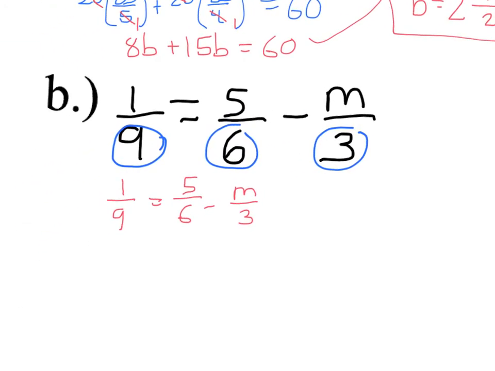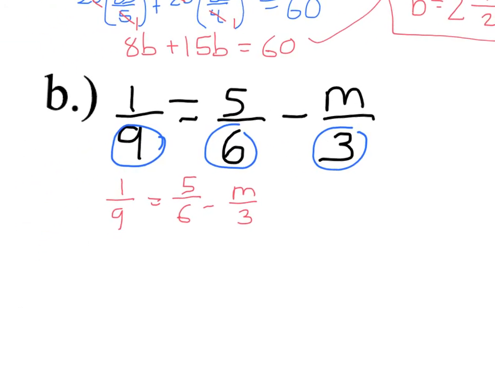So the least common multiple between 9, 6, and 3 is going to be 18. So we're going to multiply both sides by 18. Okay, so 18 times 1 over 9, they share a common factor of 9, so this is just going to be 2. 18 divided by 9 is 2, so 2 times 1 is 2. Now, as you get better at this, you're going to be able to do this in your head.